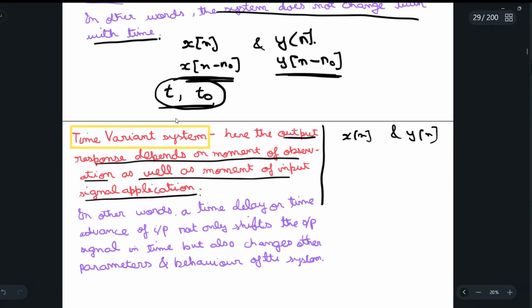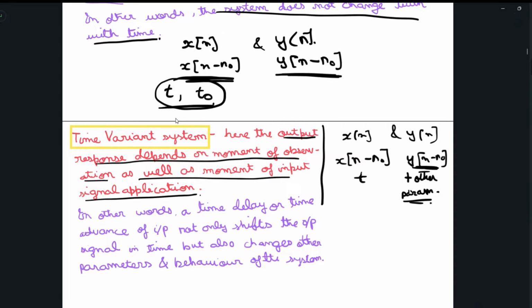Suppose I make a change of n naught in x[n] at time t, then we will have a shift of n naught in the output, and other parameters of the system will also change along with the shift of the output signal, and this depends on the time itself. That is, if I apply this at t naught and if I apply it at t1, then the changes in the parameters and the output will be different.